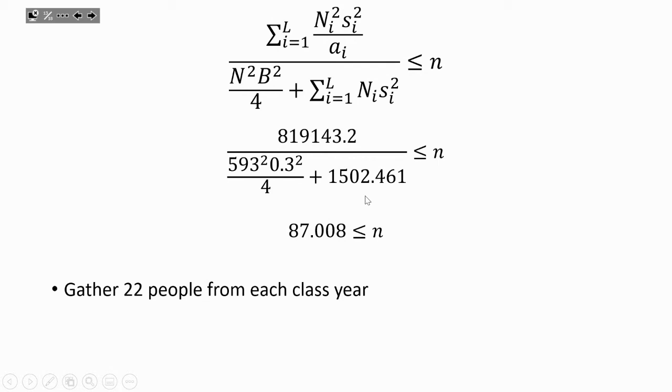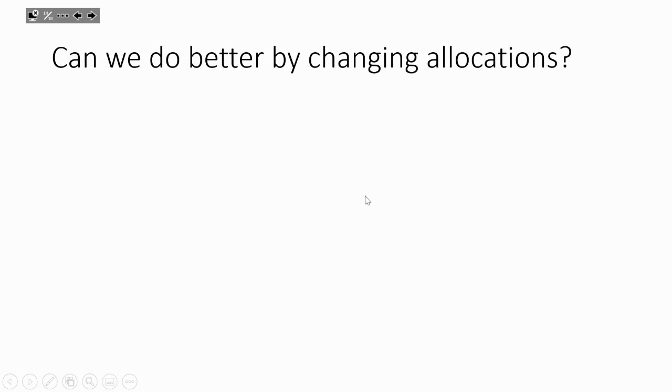One important question would be, can we do any better by changing allocations? So if instead of using 1/4 of our sample from each class year, maybe we could get by with a smaller sample size by using some different proportions.